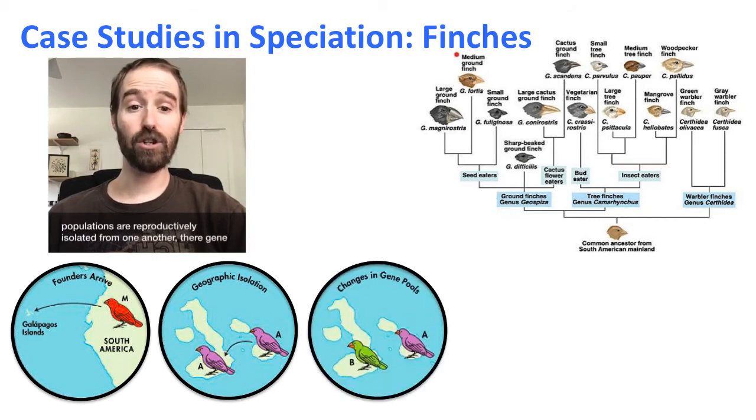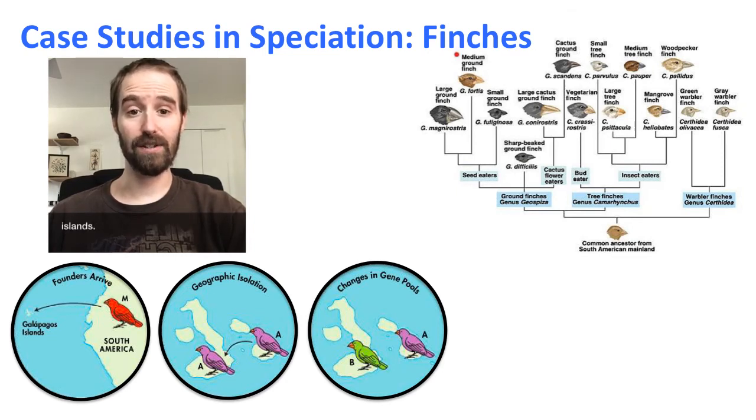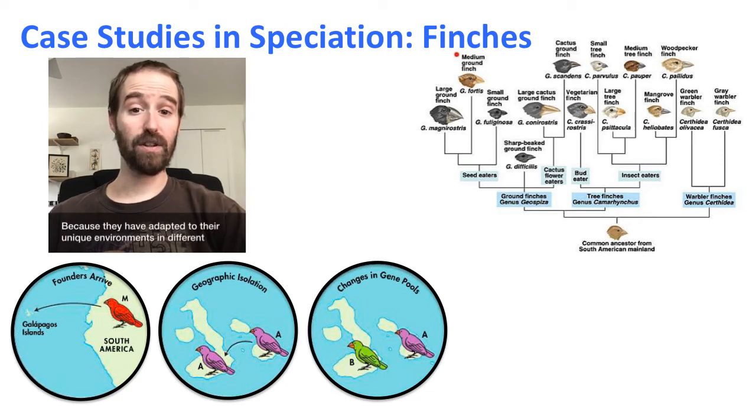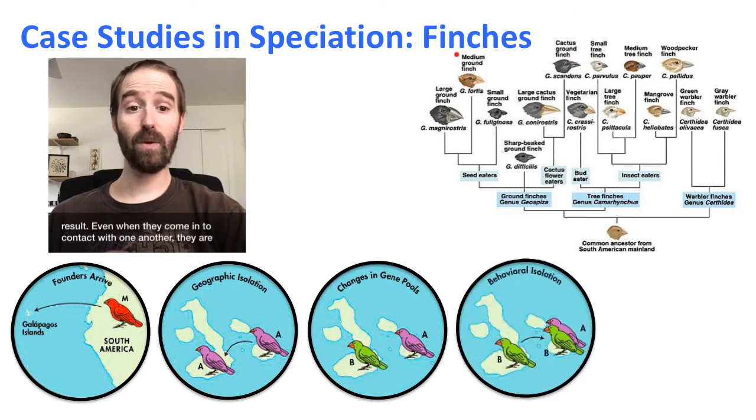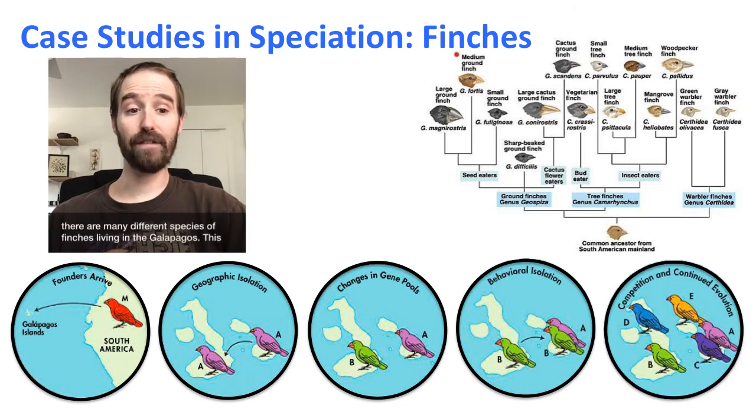Since these populations are reproductively isolated from one another, their gene pools began to change and diverge from one another as a result of natural selection, playing out a little differently on each one of these islands. Because they have adapted to their unique environments in different ways, these groups of finches now look and behave differently as a result. Even when they come into contact with one another, they are now unlikely to breed with one another. Over time, this has led to numerous instances of speciation, and today there are many different species of finches living in the Galapagos.